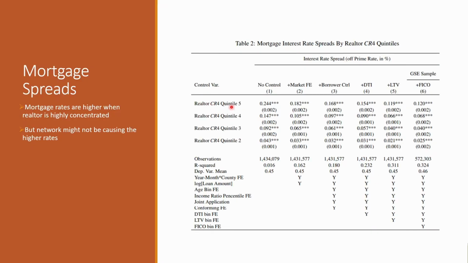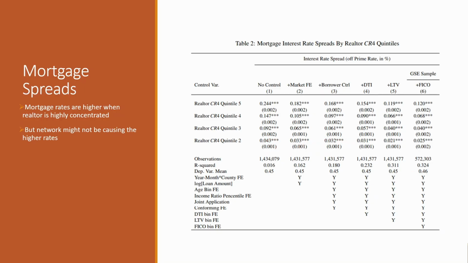So they're looking at people within the high quintiles. So the highest quintile versus lower quintiles. And the interest rate spread off the prime rate, which is just a comparison with the prevailing market rate. And yeah, if you have a high quintile, your interest rate is higher. If you are in a low quintile for concentration, your interest rate is also higher, but not by very much. It is much smaller in economic magnitude.